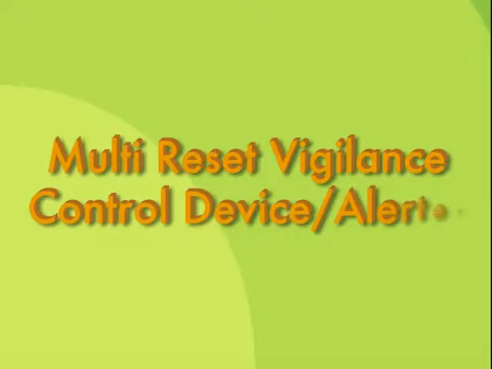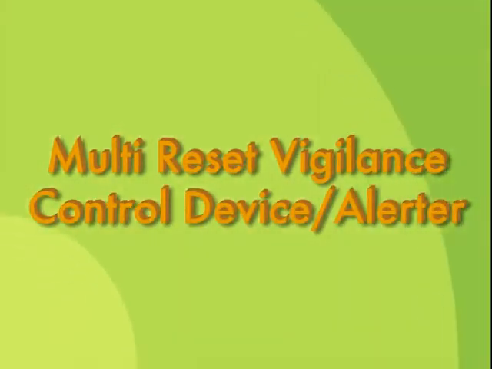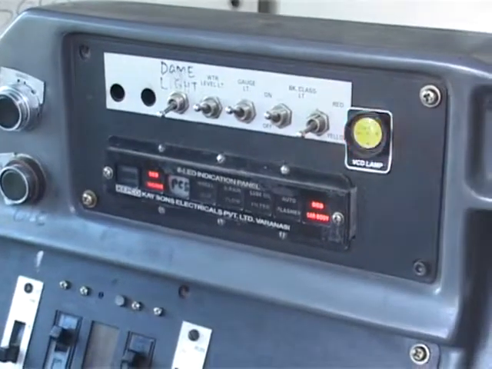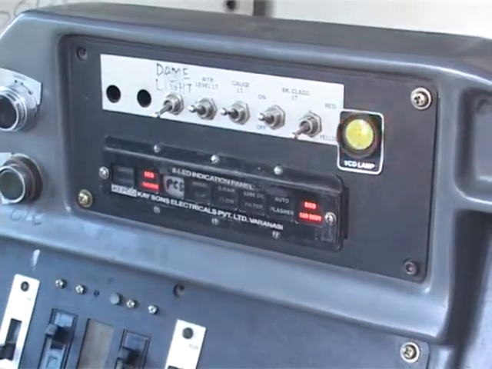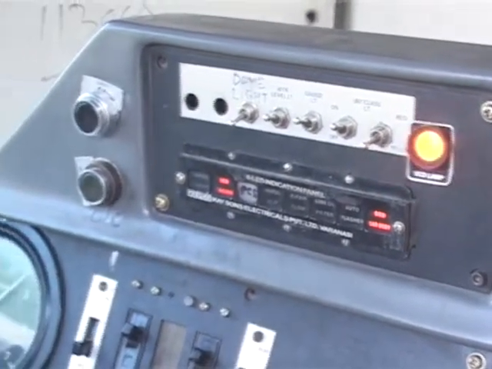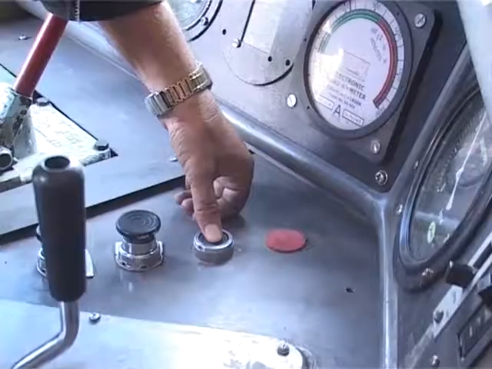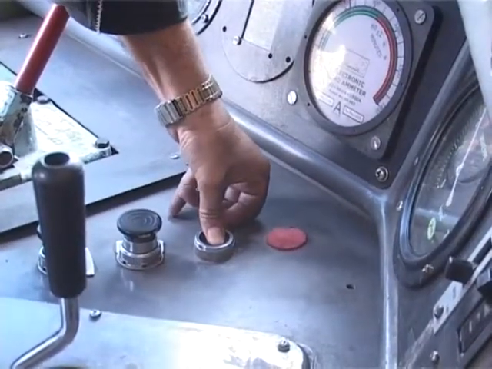Multi-reset vigilance control device or alerter. This control system, MEP 660, is equipped with vigilance control to enhance the safety of the locomotive operation. The multi-reset vigilance control device provided in MEP 660 recognizes the following loco operations performed by the driver and assumes he is vigilant.